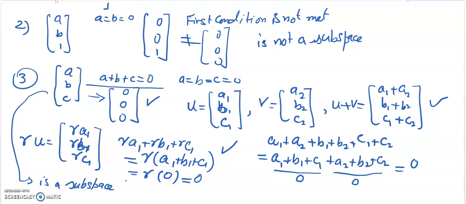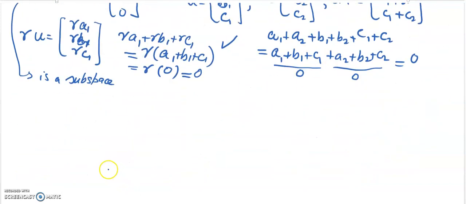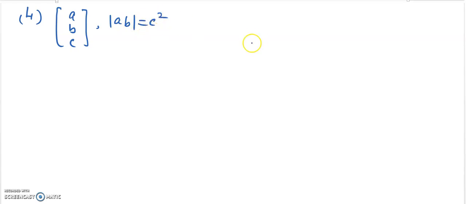Yeah, so we will do one more example. This is the fourth example. If we want to find whether it is a subspace or not, we can say that we have a, b, and c, and the condition is that the absolute value of the product ab is equal to c square. So we need to find whether it is a subspace or not.